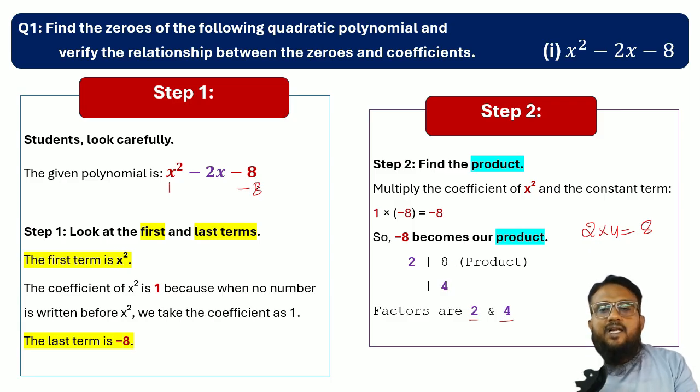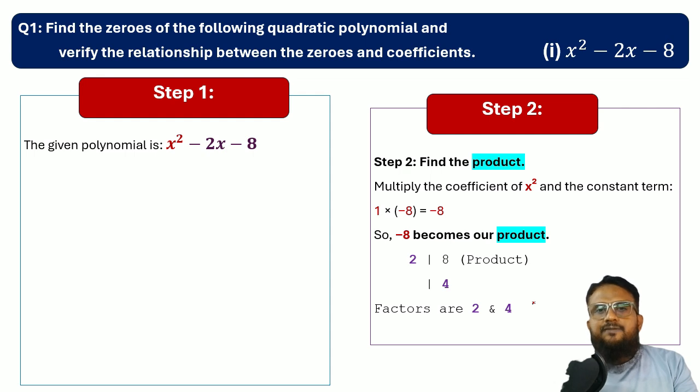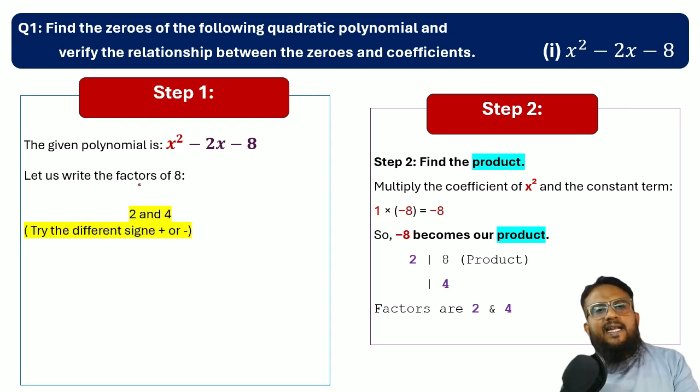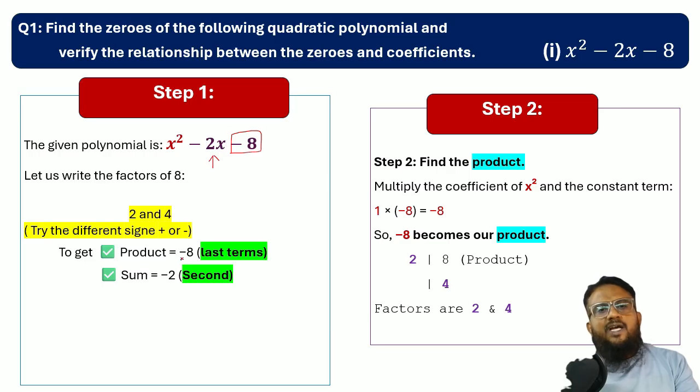Product: multiply the first term and the last term, then you will get the product. The factors are 2 and 4. Once you find the factors, what do you have to do? Let us write the factors 2 and 4. How do you get the last term, minus 8, by using 2 and 4 only?